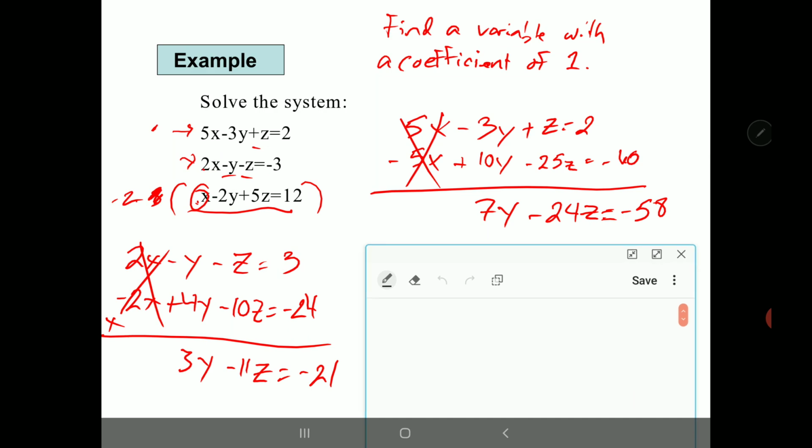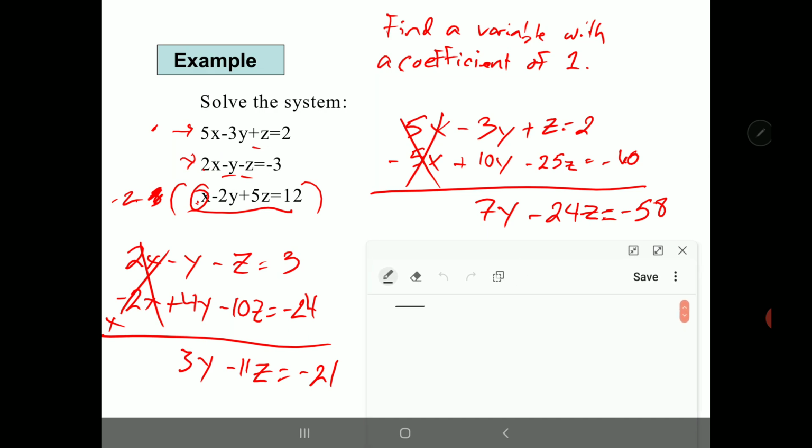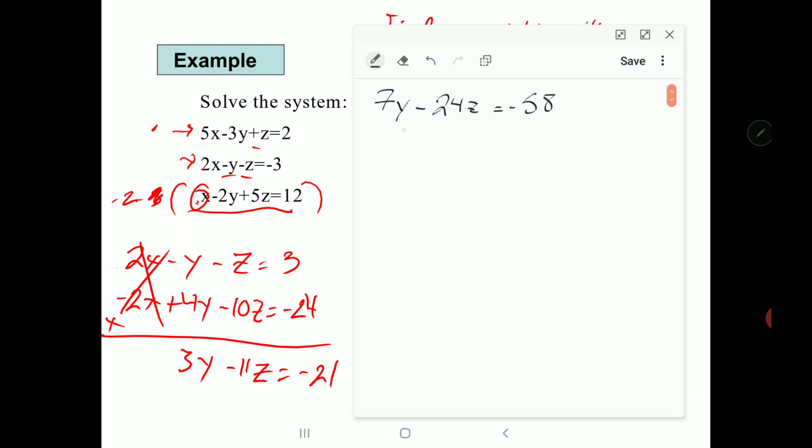All right. So I'm going to write 7y minus 24z equals -58, because that's the equation I have left. And then we have 3y minus 11z equals negative 21. All right, so those are my two equations.